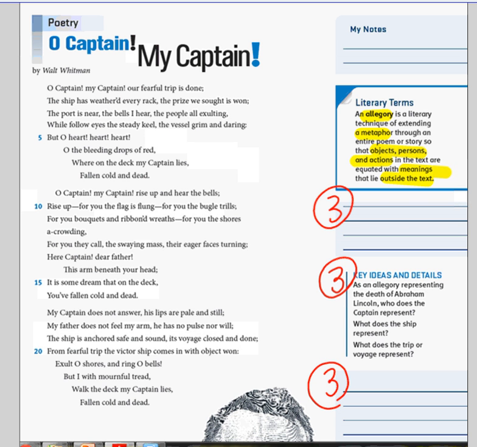"O Captain, my Captain, rise up and hear the bells. Rise up, for you the flag is flung, for you the bugle trills. For you bouquets and ribboned wreaths, for you the shores are crowding. For you they call, the swaying mass, their eager faces turning. Here, Captain, dear father, this arm beneath your head, it is some dream that on the deck you've fallen cold and dead." My captain does not answer. His lips are pale and still. My father does not feel my warmth. He has no pulse nor will. The ship is anchored safe and sound, its voyage closed and done. From fearful trip, the victor ship comes in with object won. Exult, O shores, and ring, O bells, but I, with mournful tread, walk the deck where my captain lies, fallen cold and dead.